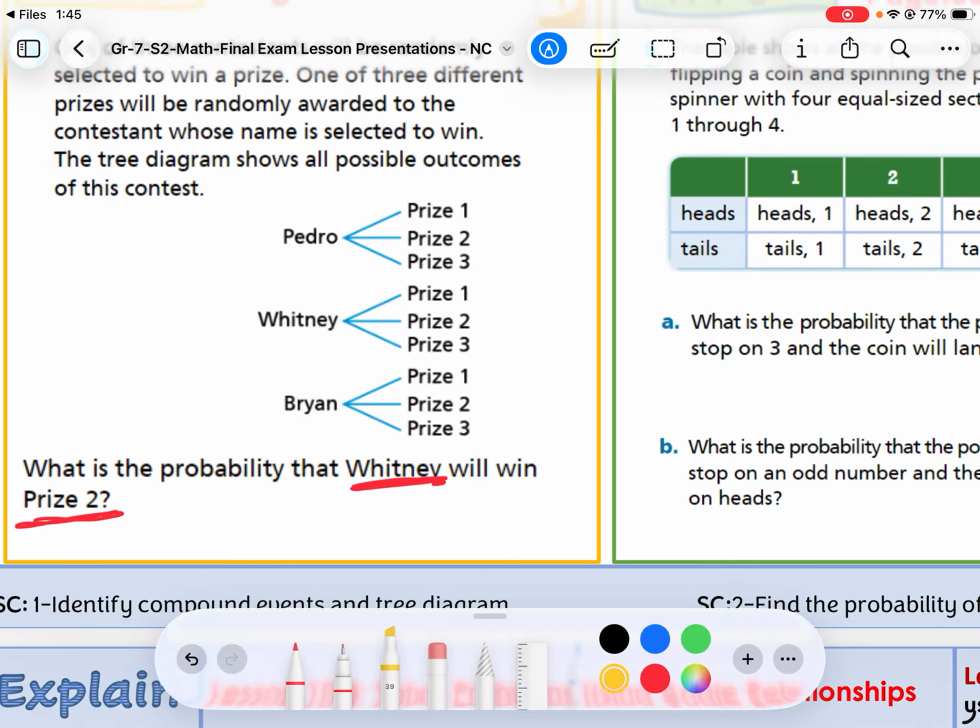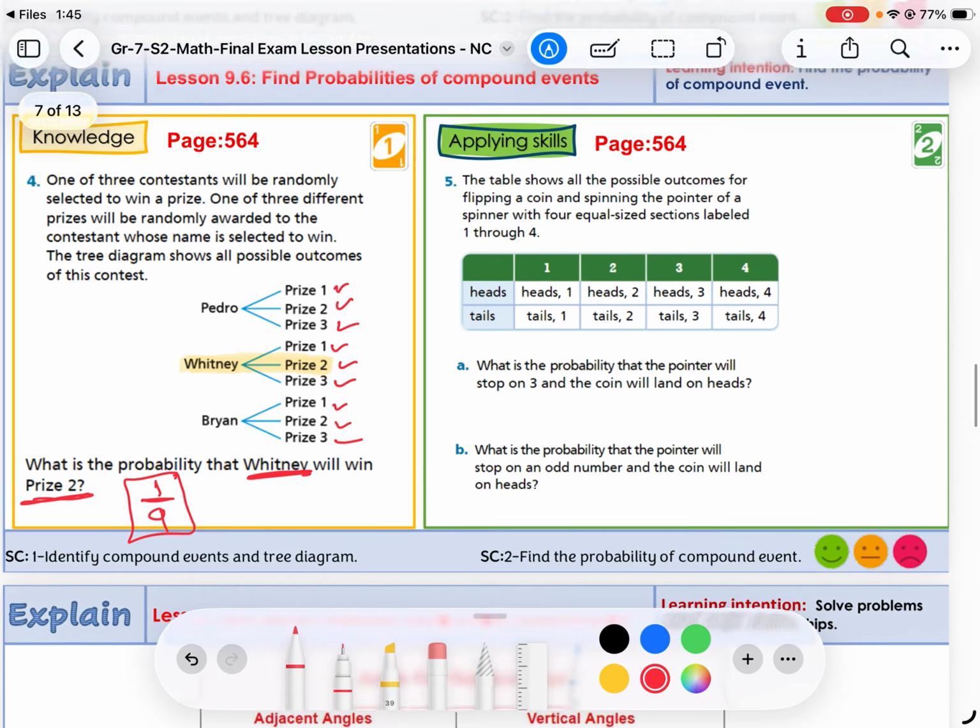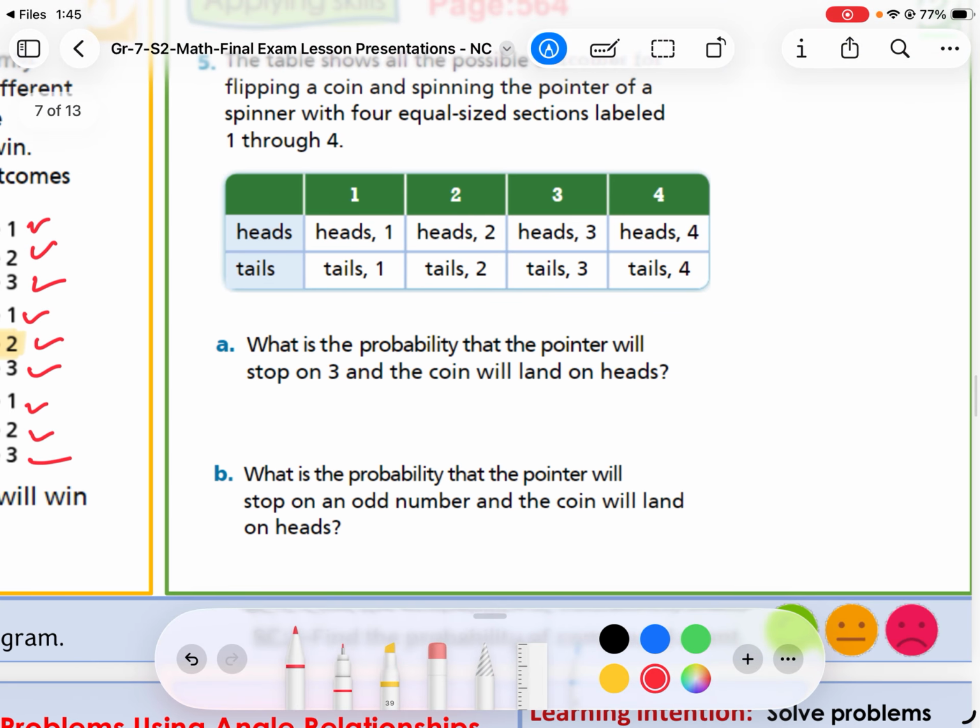So all you have to do is go find Whitney. Here is Whitney. And what are her chances in winning prize 2? That's it. So her chances will be 1 out of how many outcomes I have in total? Count them. 1, 2, 3, 4, 5, 6, 7, 8, 9. 1 out of 9. That's the answer. Okay? The same thing will go for A.